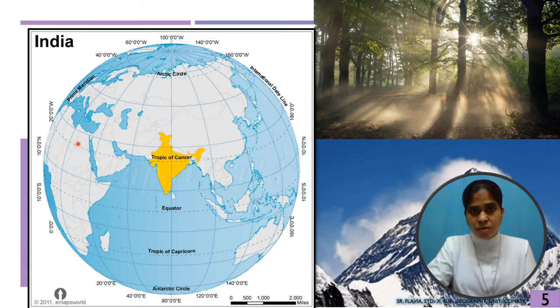The areas or the states situated in this region experience greater heat. Why? Because the rays of the sun are direct towards the equator. But if you go a little further above the Tropic of Cancer or Tropic of Capricorn, these places experience lesser heat because the rays of the sun are slanted towards these regions.